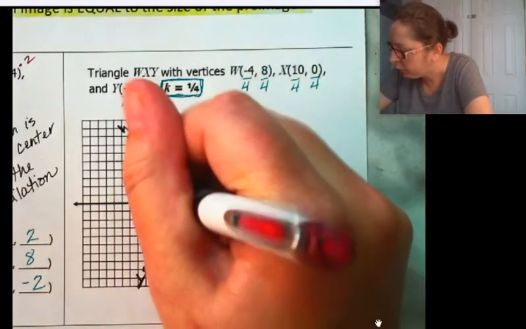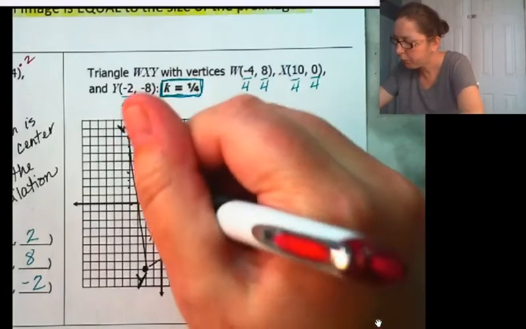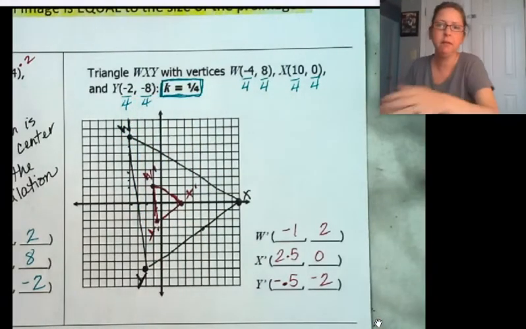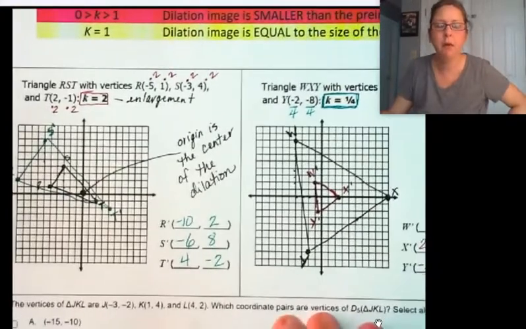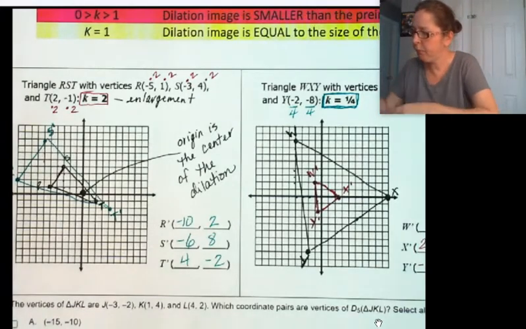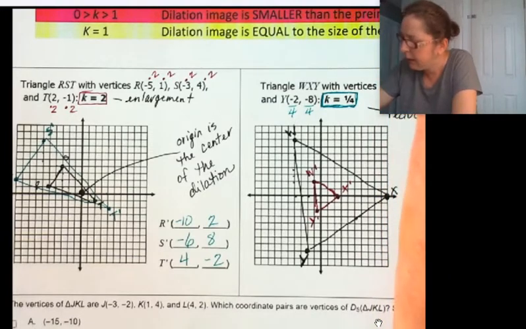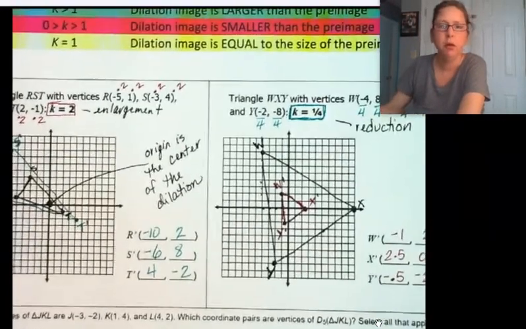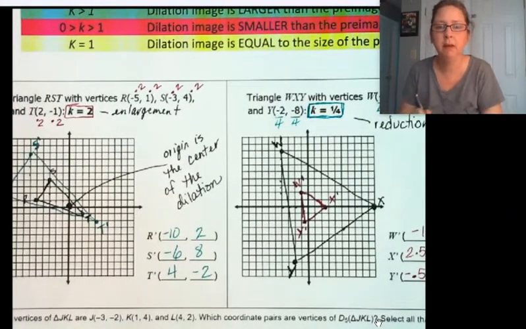And so if I were to connect these, you can see that my triangle looks exactly the same, except it is smaller. In both of these situations, we ended up with a triangle that was either larger or smaller. And so I did forget to point out that in the second example, this is a reduction, okay? The triangles did not change in shape, only in size, and that is what a dilation does.